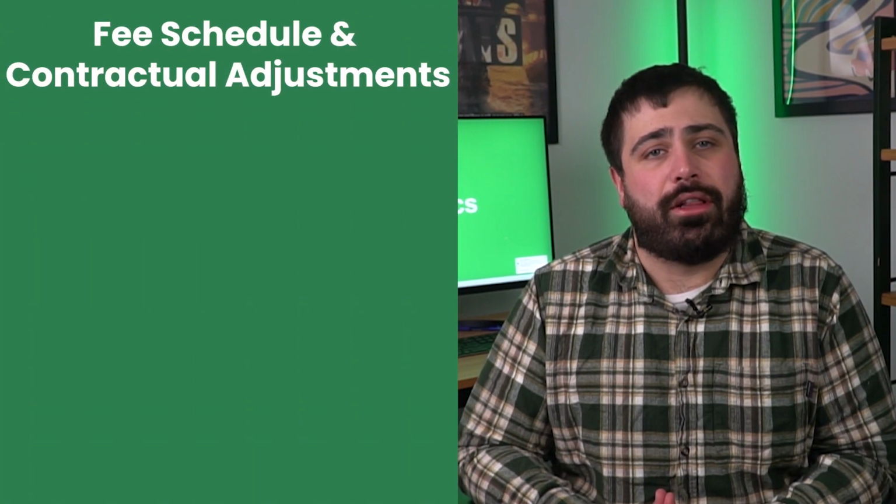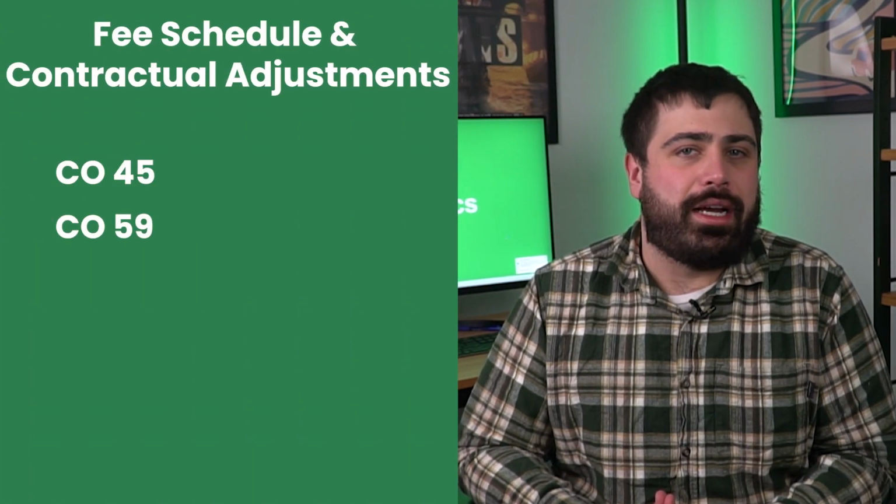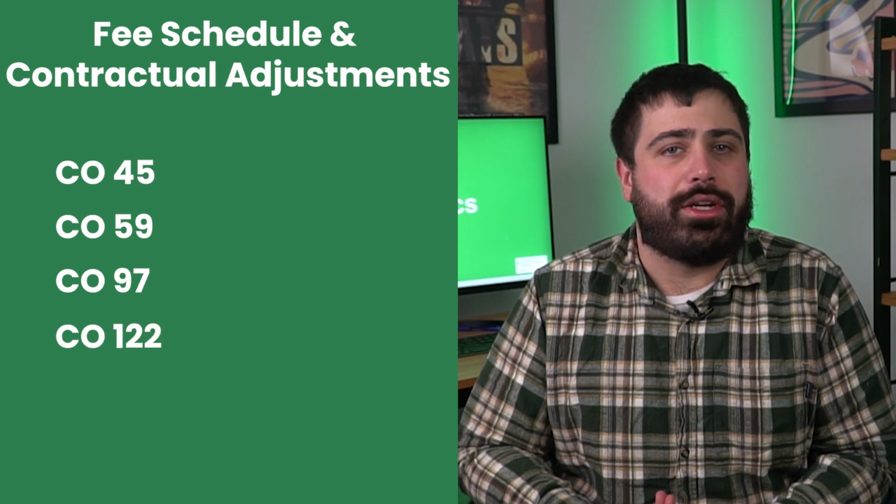Fee schedule and contractual adjustments happen when the billed amount exceeds the allowable limit, the service is considered bundled, or a contractual adjustment is applied. Common codes in this category include CO45, CO59, CO97, CO122, and PI45. Handling these denials requires reviewing payer fee schedules to ensure billed amounts match contracted rates. If a service is bundled, using the correct modifiers may help separate it when appropriate. If an adjustment seems incorrect, appeal with documentation proving correct billing.